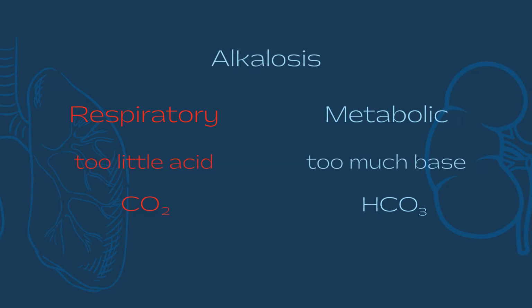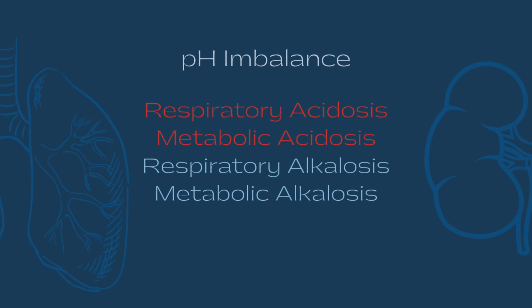Alkalosis can also be respiratory or metabolic in origin. In respiratory alkalosis, there is a loss of acid. Carbon dioxide levels will be lower than normal. In metabolic alkalosis, there is an abnormal increase in the amount of bicarbonate found in the body. These are the four possible types of acid-base imbalance. There are specific events that can cause each type of imbalance.